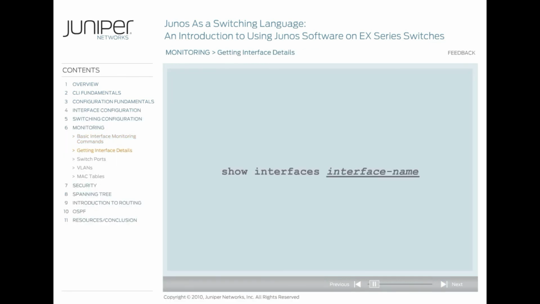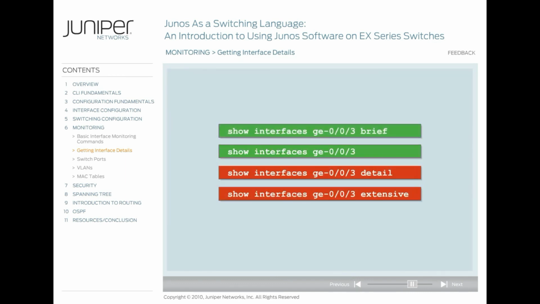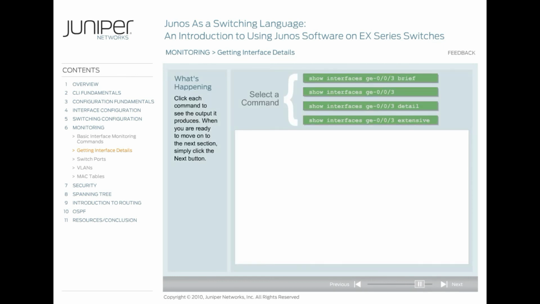In the previous section, we saw two ways to view a summary of multiple interfaces. Now let's look at some ways we can learn more about a particular interface. In IOS, you get details about an interface by typing show interfaces followed by the interface name. In Junos, you get details about an interface by typing the same command. However, in Junos, you can also add various switches to get more information or less information. Click each command to see the output it produces. When you are ready to move on to the next section, simply click the Next button.